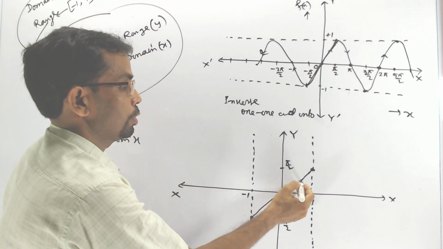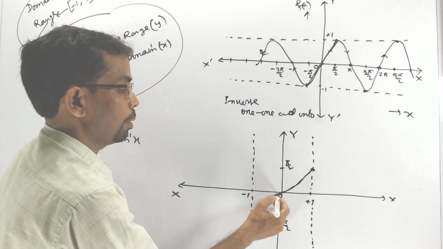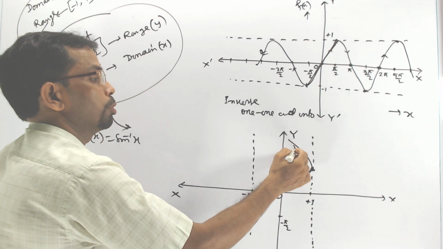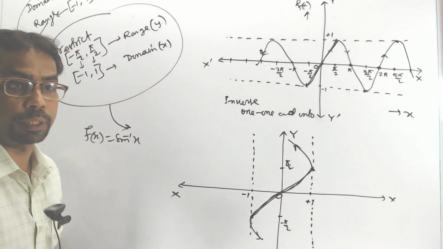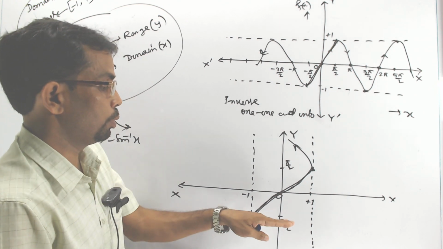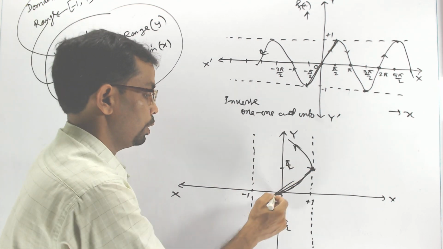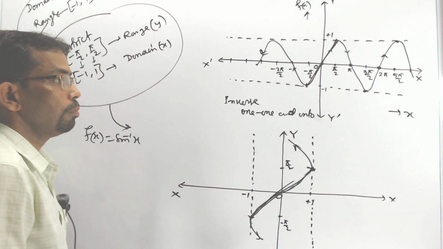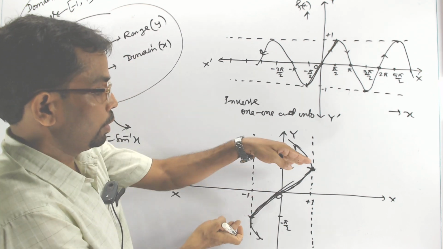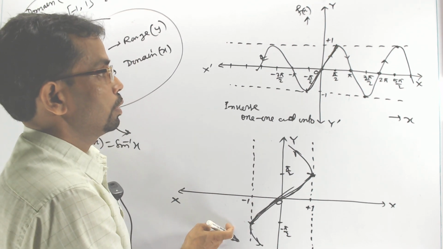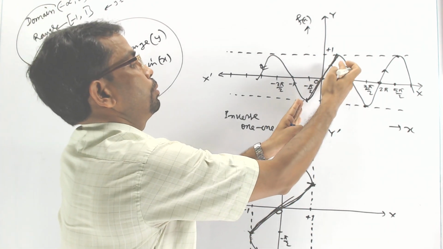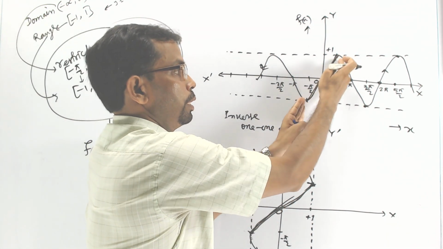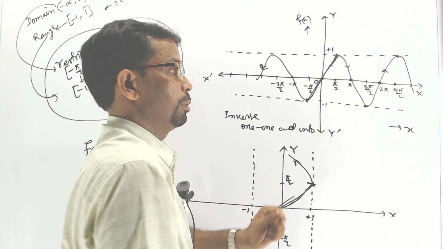This portion is called the principal value branch for the inverse trigonometric function. However, this curve can be extended in both the positive and negative direction. The curve can be extended, but we have to keep in mind that between minus pi by 2 to plus pi by 2, this portion is the principal value branch. This is the principal value branch for which we have restricted the domain of sine x between minus pi by 2 to plus pi by 2, and we have seen that if we restrict it, then the function is one-one and onto, and it can have an inverse.